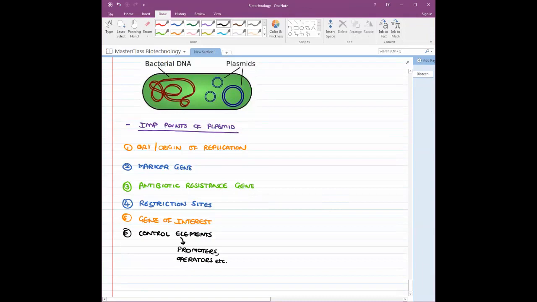What is the importance of this? Why are we having this thing? So let's try to see. First of all, guys, let me just show you a quick plasmid map, how this plasmid map is going to be like.